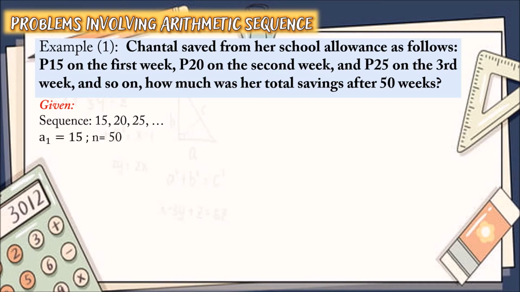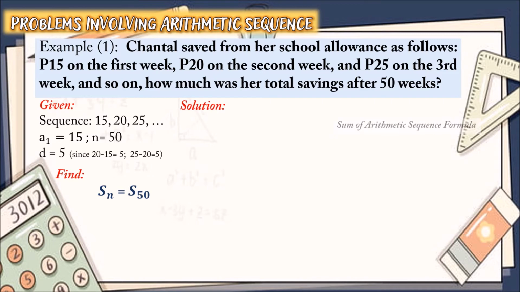So we have the first term a sub 1 which is equal to 15, n is equal to 50 dahil hinahanap natin yung pang 50 week. So we have the common difference d which is 5 since 20 minus 15 is 5 and 25 minus 20 is 5. So ang d natin is equal to 5. So we are looking for the S of n or the S of 50 dahil ang tanong is magkano ang savings niya after 50 weeks ng pag-iipon.